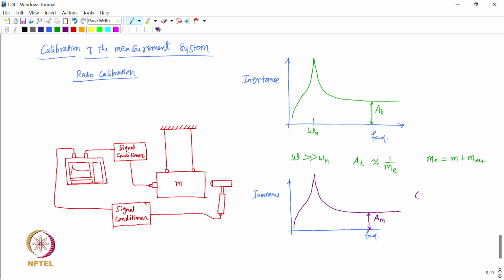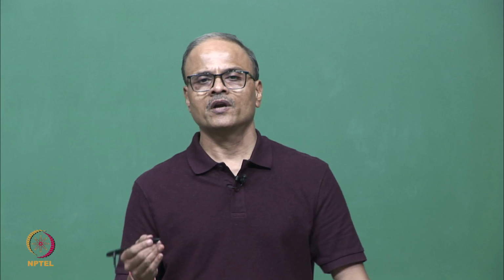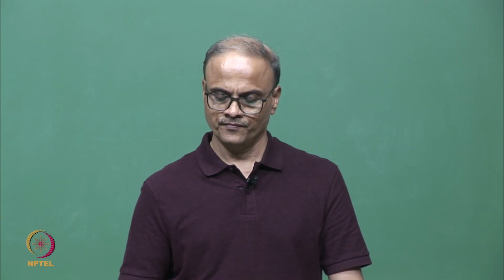And therefore, now we can calculate the calibration factor, let us call that CF, calibration factor. This can be written as AT upon AM, the ratio of the estimates AT and AM. Now, AT and AM both are known, AT obtained from the theoretical estimate and AM being the measured estimate of the inertance in the frequency range omega much beyond omega n. And now what we can do? We can use this as a calibration factor to correct the FRFs we measure in the modal test, right.